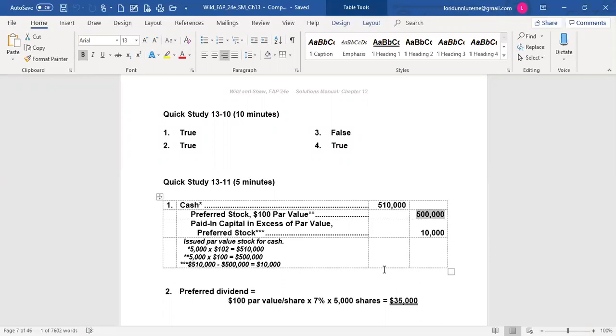So since there aren't any, let's calculate just this year's dividend. $100 par value of the stock times 7%. So one share of stock gets $7 dividend. There's 5,000 shares, so the total preferred dividend, $35,000. So just some practice in calculating that dividend.